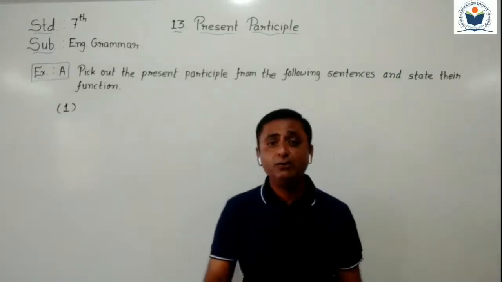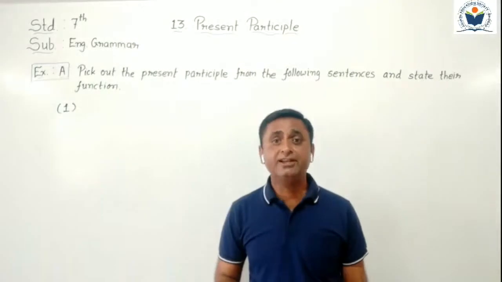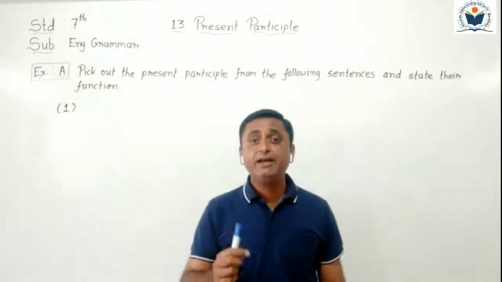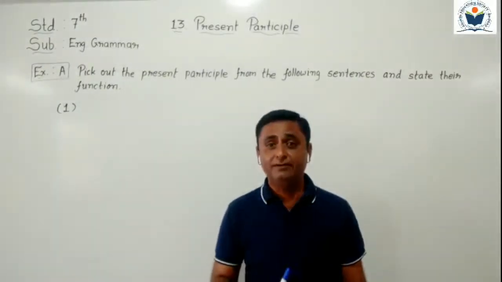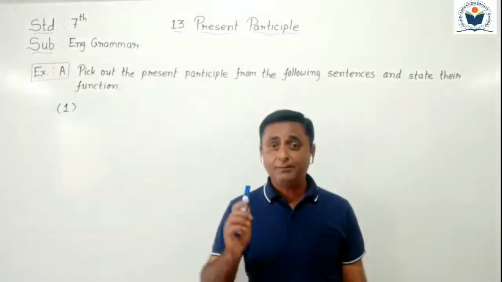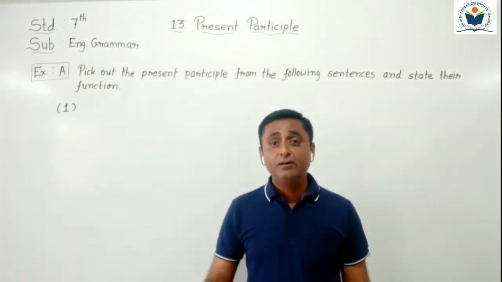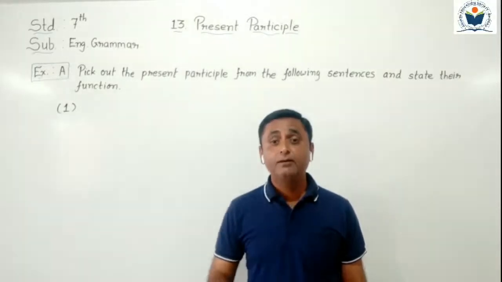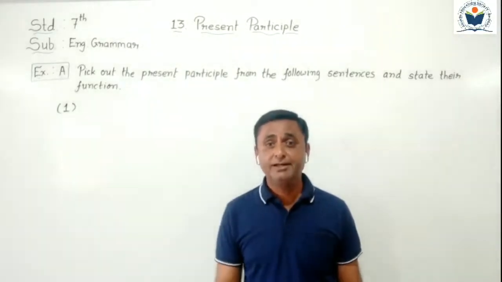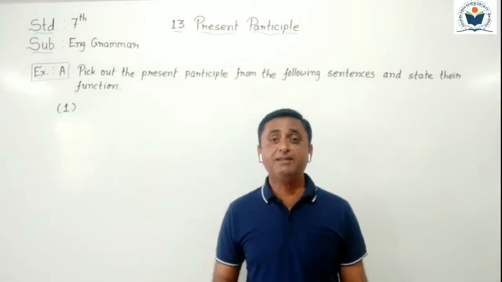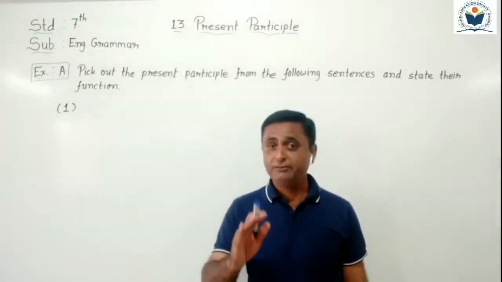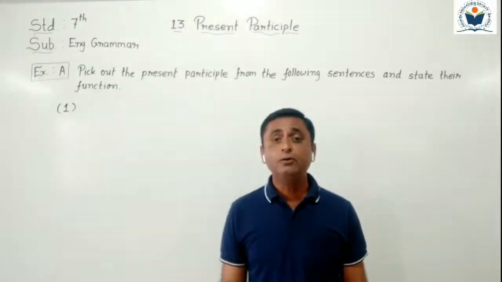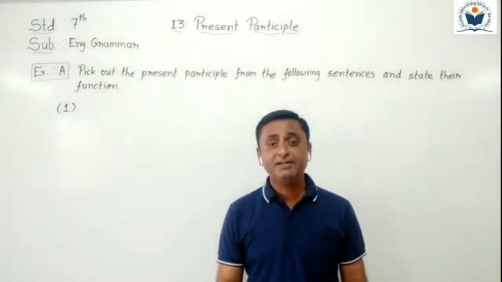First of all, we have to carefully study the sentence. After studying that sentence, we have to find out the present participle. Where is the present participle? After finding the present participle, the function of the present participle we have to write. For what purpose is it used? As a function of that present participle we have to write. First of all, we have to find the present participle from the sentence, and after that we have to write the function of that present participle.